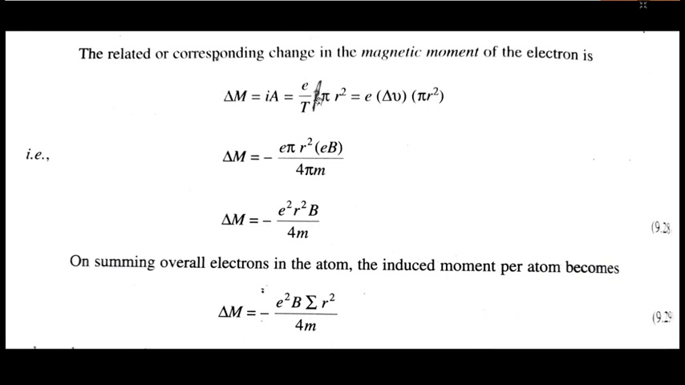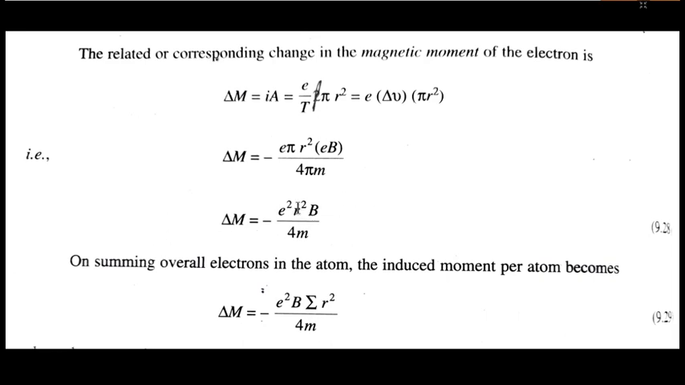So e will be as it is, 1 over T will be written as f, but instead of f I will take the change in frequency, because I want to know the change in magnetization. So it's delta nu and pi r square as it is, and therefore delta m is equal to minus e, expanding this one. Delta nu is from the previous equation, that is eB upon 4 pi m, and this eB upon 4 pi m will become the root cause of the magnetization in the diamagnetic material.